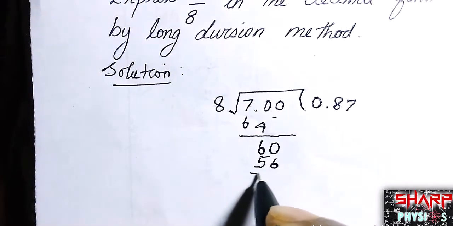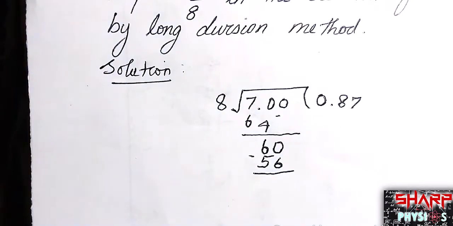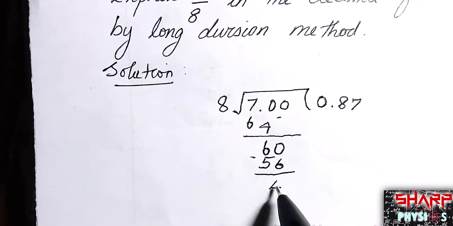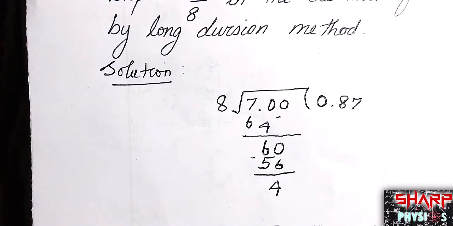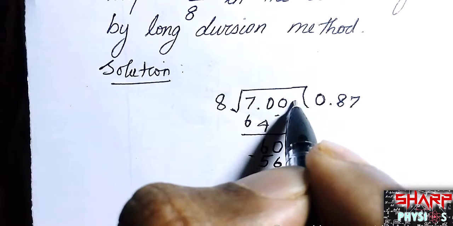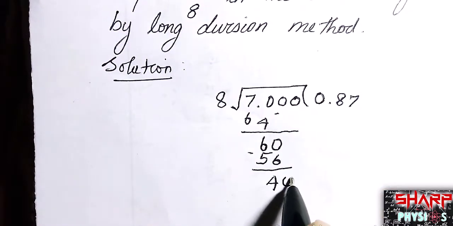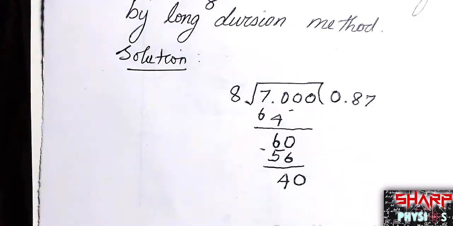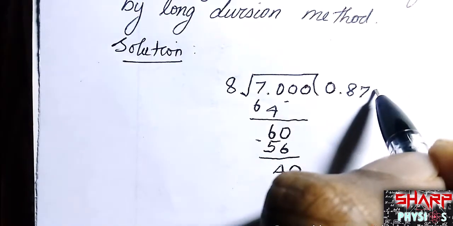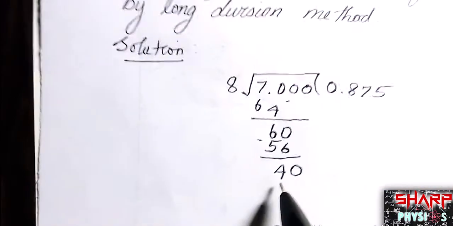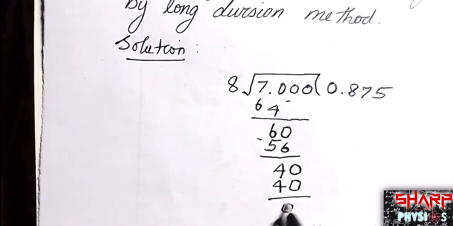56, and close it. Again we are subtracting, and we get a 4. So 4 is less than 8. We need to add another 0. Put a 0 here and bring the same 0 down here. So 8 5s are 40. Just put here 8 5s are 40. So the remainder will be 0.